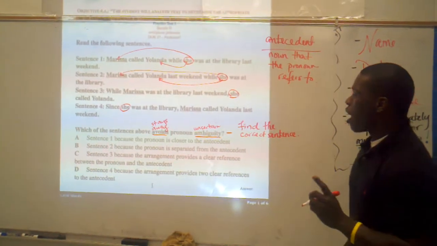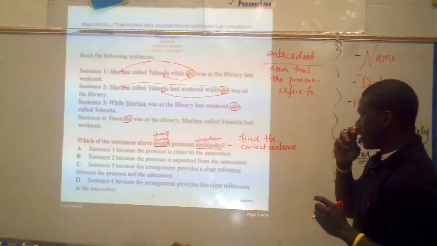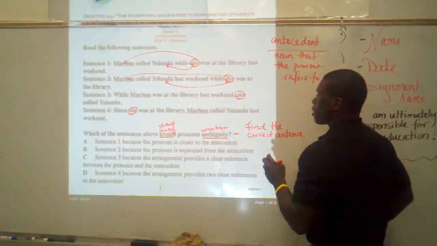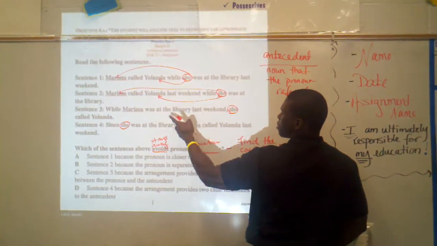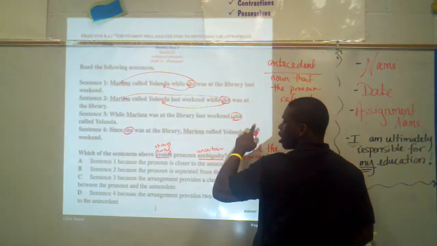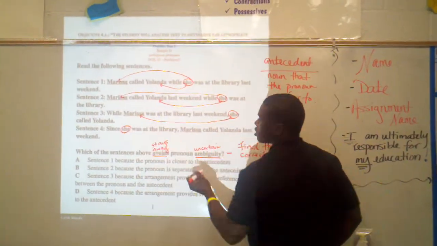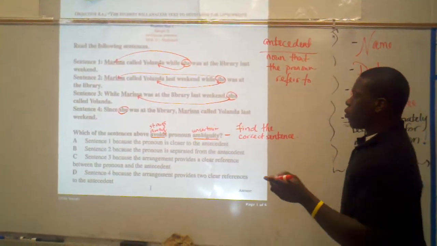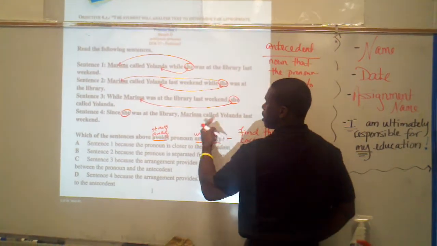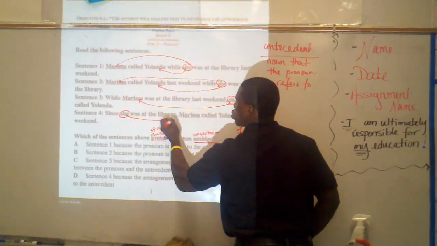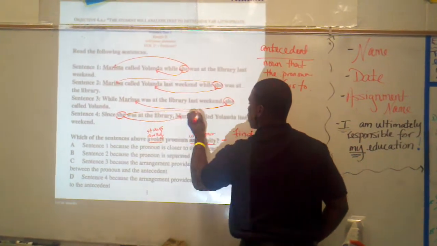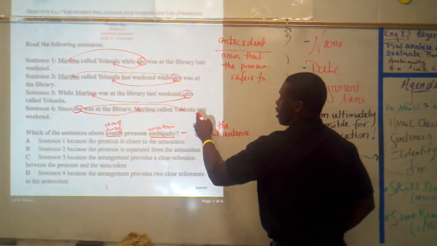Sentence 3, while Marissa was at the library last weekend, she called Yolanda. Here, Marissa was at the library and she called Yolanda. So right now, our antecedent is only going to be Marissa. In sentence 4, while she was at the library, Marissa called Yolanda. We're not quite sure who was at the library. So we're going to have antecedents for Marissa and Yolanda.